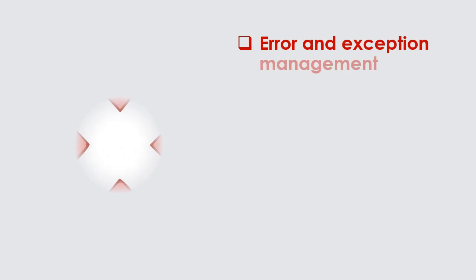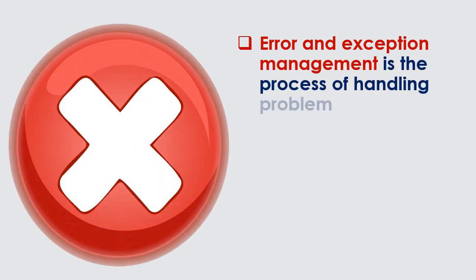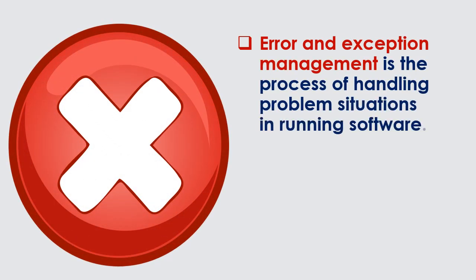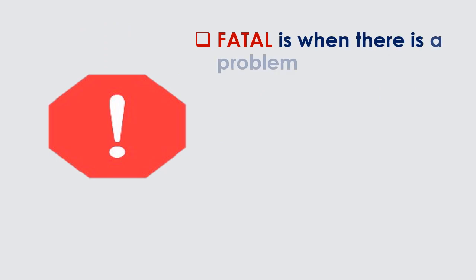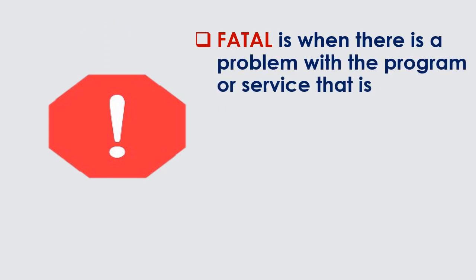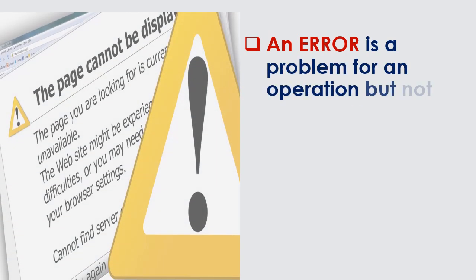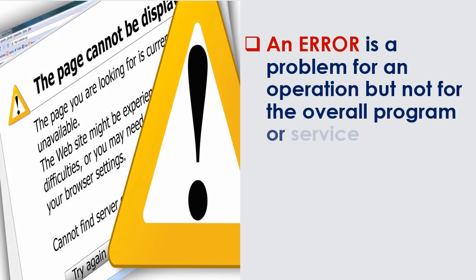Error and exception management is the process of handling problem situations in running software. Fatal is when there is a problem with the program or service that requires its termination. An error is a problem for an operation but not for the overall program or service.